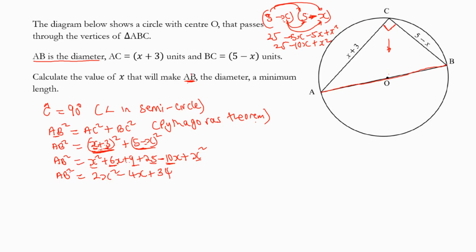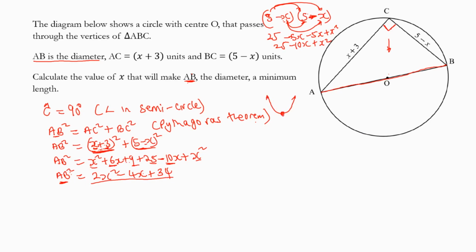So we have to know that AB is going to be minimum when AB squared is minimum. AB is going to be the minimum when AB squared is minimum. So let's find the minimum point for AB squared. This is AB squared. And then what type of a graph is this? This is a graph like this, which is concave up, and it has a minimum point.